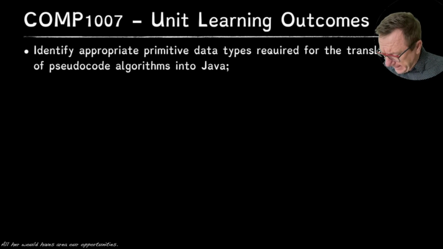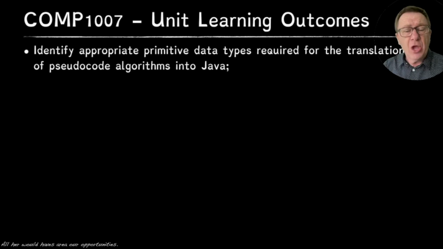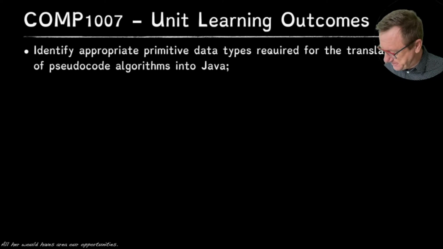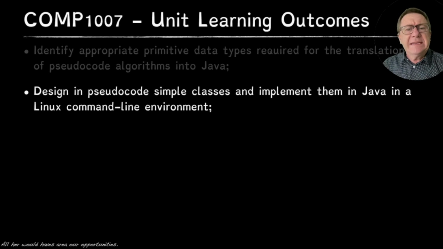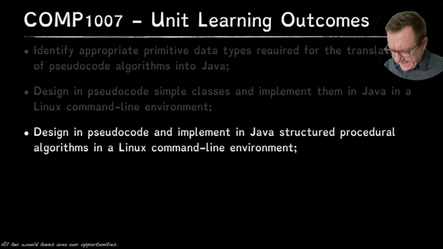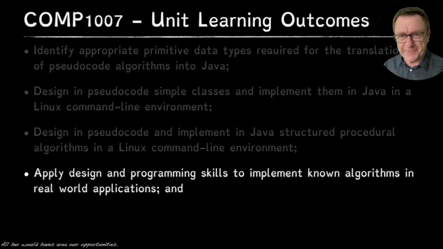So identify appropriate primitive data types required for the translation of pseudocode algorithms into Java. What? We're going to tackle some of that today. Design in pseudocode simple classes and implement them in Java in a Linux command line environment. All right, so our third unit learning outcome is design in pseudocode and implement in Java structured procedural algorithms in a Linux command line environment. So you can see already that this thing called pseudocode is coming up a lot, algorithms is coming up a lot, and command line environment is coming up a lot. We talked about command lines last week.